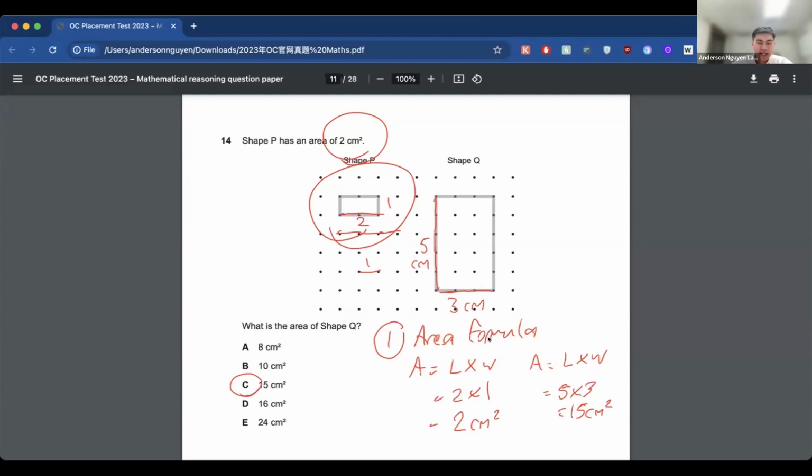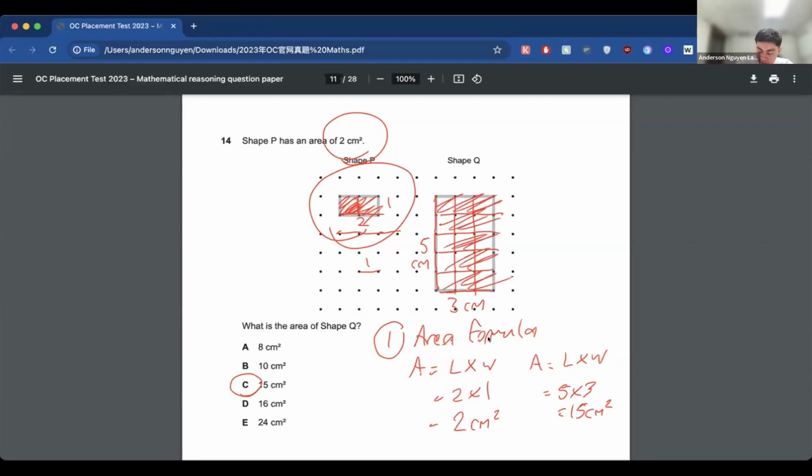If you're not a fan of calculations, no stress. You can do the traditional shading in method. Once you've worked out that the dimensions are actually 1 centimeter from dot to dot, then that means every square is worth 1 centimeter squared. So you just shade it in. For your shape Q, you divide up your shape into squares and just count them. If you count it all, it's 5 rows of 3, getting you 15. Either way you get C.